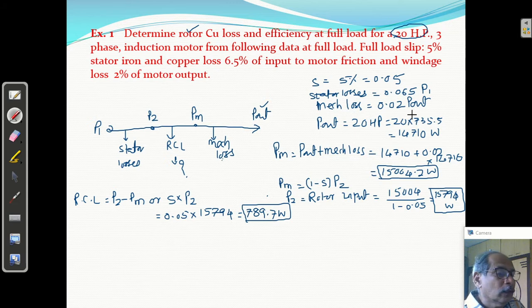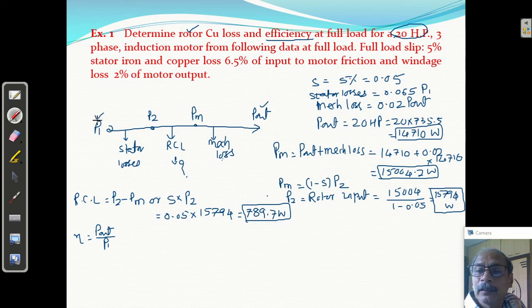Now we have been asked to find the efficiency also. Efficiency equals P out upon P1. P out is given, 14,710. We have to find P1 also.